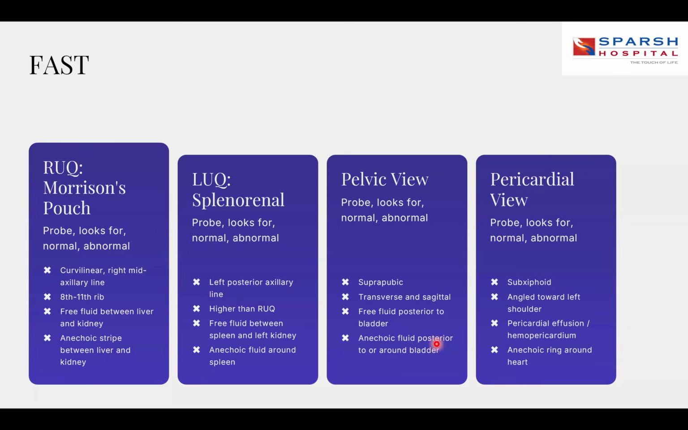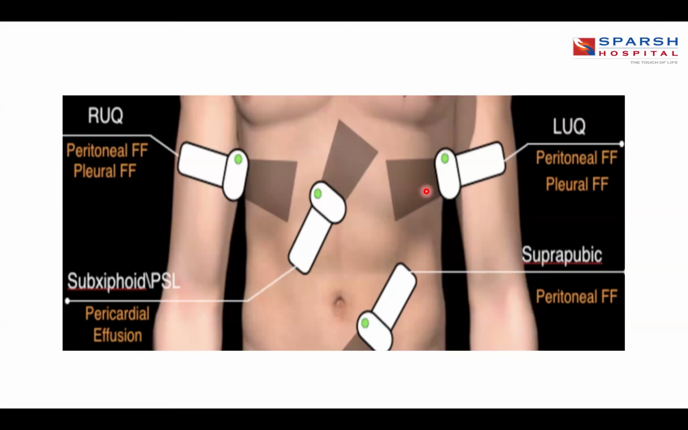To be clear, there is always confusion among residents about what probe to use when using a focus scan to see specific views. For all the views in FAST scan, a curvilinear probe is used, which you commonly refer to as the abdominal probe. In the right upper quadrant, that is Morrison's pouch, also referred to as the hepatorenal space, you can see the fluid between the liver and the kidney, whereas in the left upper quadrant, you see the fluid between the spleen and kidney. The pelvic or suprapubic view is used to visualize free fluid posterior to the bladder, whereas the pericardial or subxiphoid view is used to identify pericardial effusion or hemopericardium.